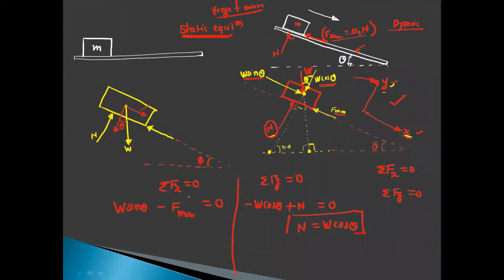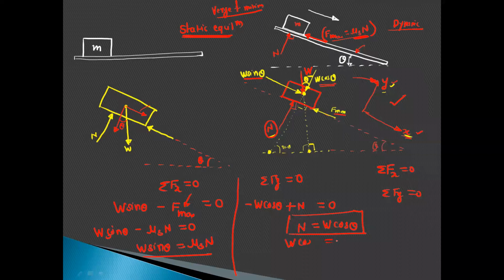Now here we have the F max. You can put the value of F max, which is equal to mu s into normal reaction. So W sine theta minus mu s into normal reaction is equal to 0. From this equation, you will get W sine theta equal to mu s into N. So here we have got W cos theta is equal to N and W sine theta is equal to mu s into N.